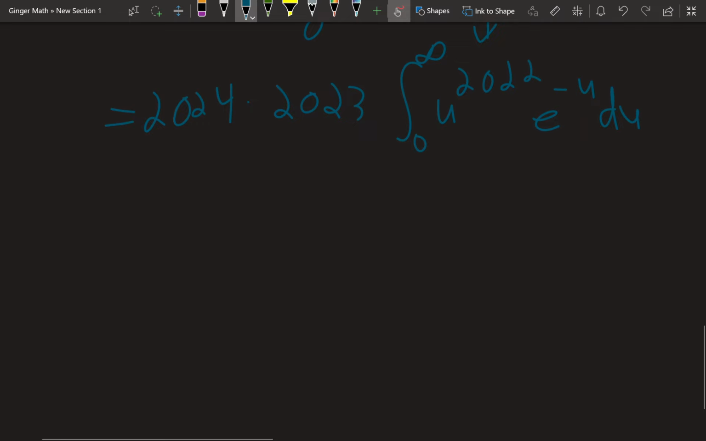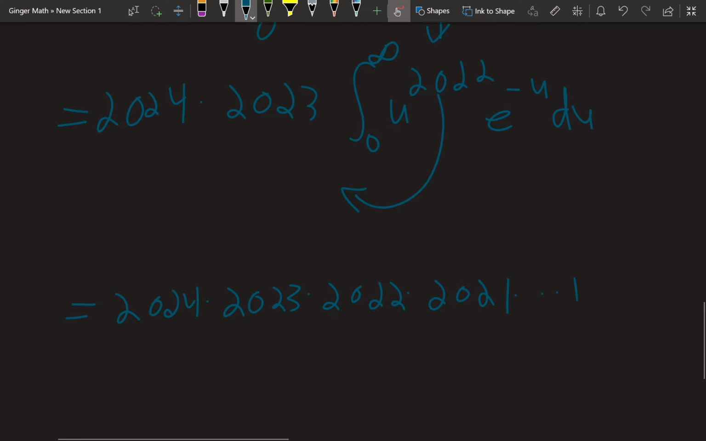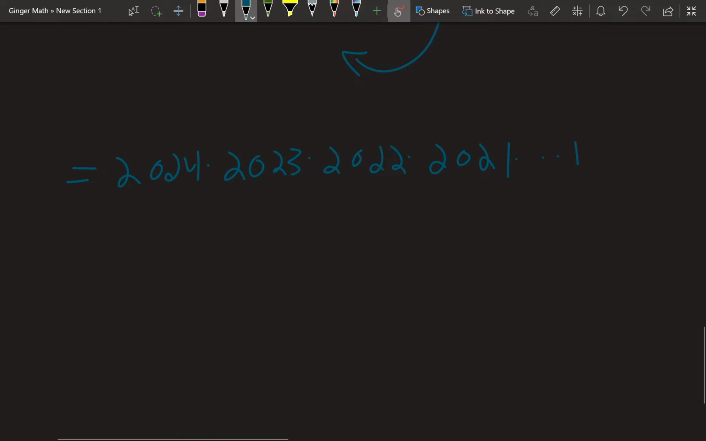So the only thing that's actually going to affect our answer here is we're basically just going to get repeated powers brought down when we differentiate in integration by parts. So this is just 2024 times 2023 times 2022 times 2021 dot dot dot all the way down to 1. And that right there is just 2024 factorial.